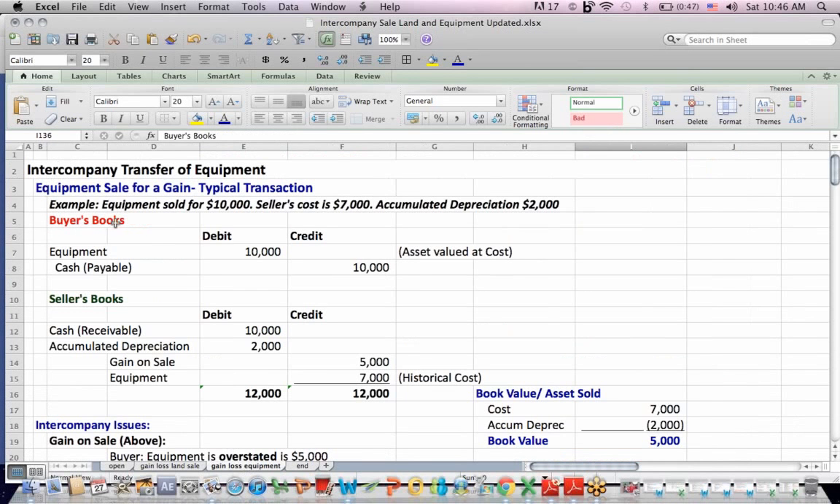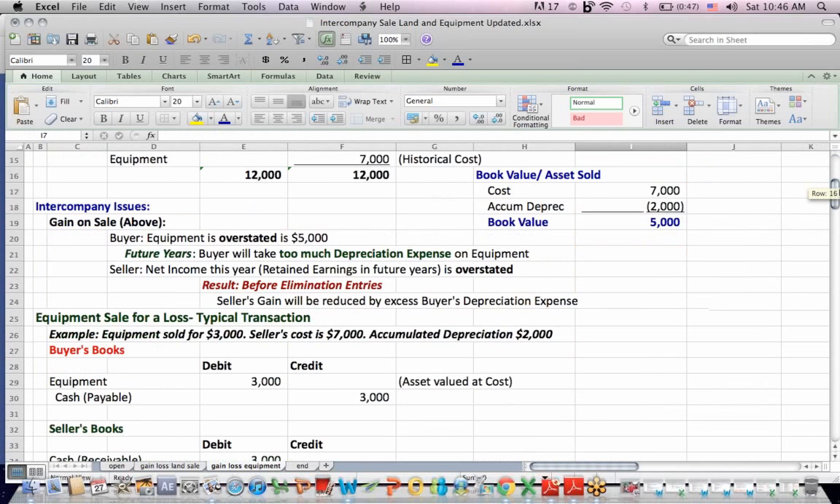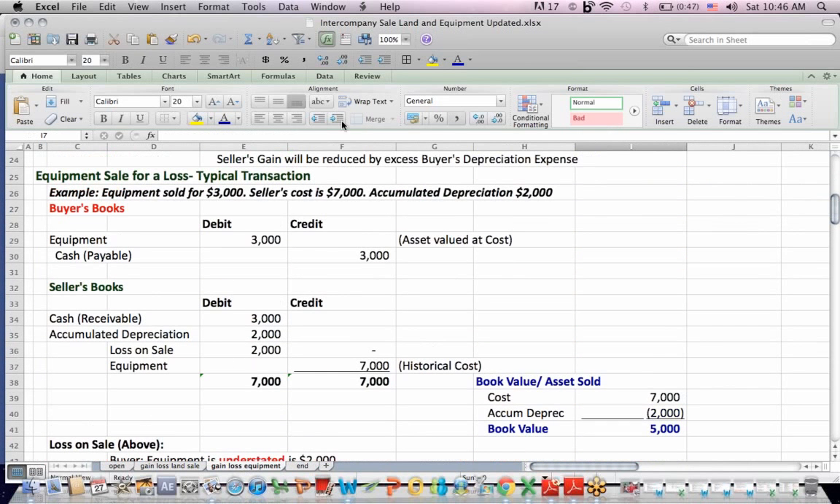Now, some of this we already saw. Here's a basic transaction. But what I'm going to show is an equipment sale for a loss. So, equipment sold for $3,000. The seller's cost is $7,000. Because it's equipment that depreciates, we have accumulated depreciation that needs to be removed from the books.